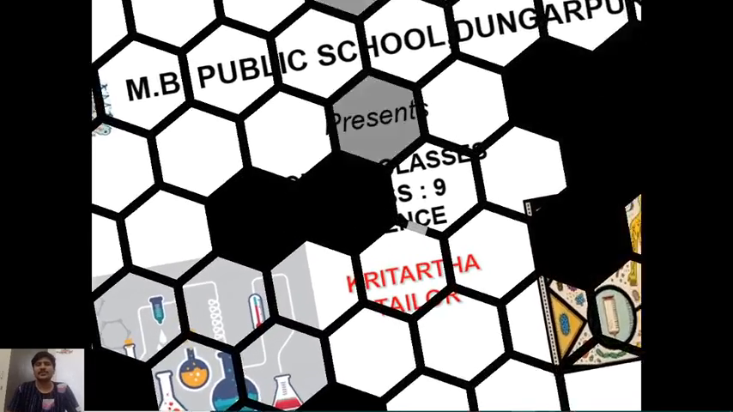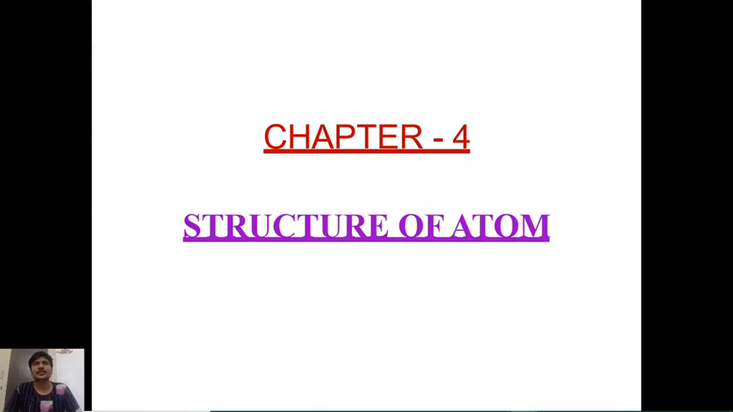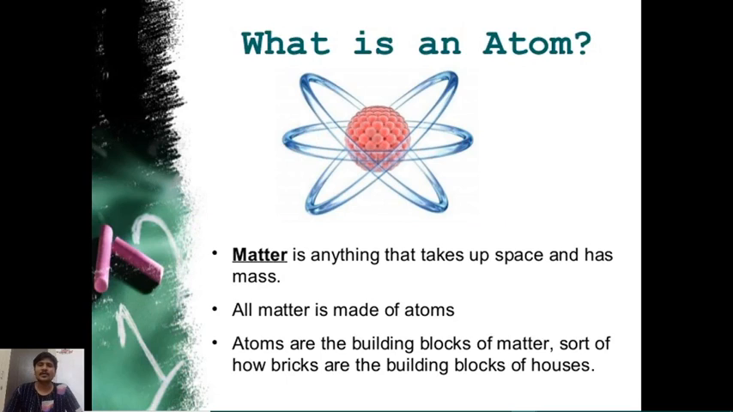Today we start our new chapter, which is structure of atom. We discussed a lot of things about atoms and molecules in our previous chapter. Okay, so we take a small recap, which means matter is anything that takes up space and has mass.